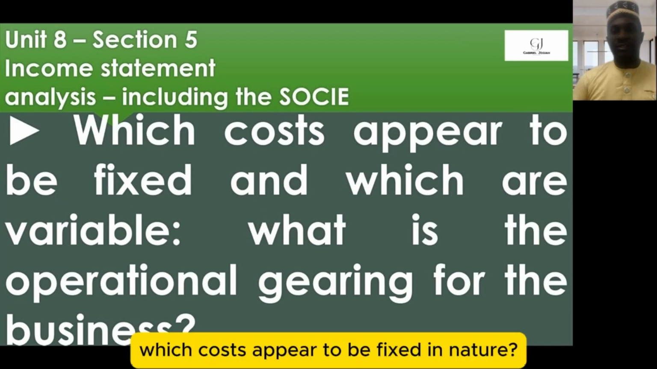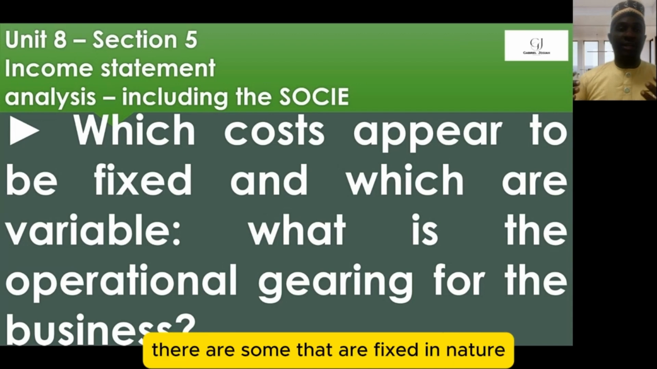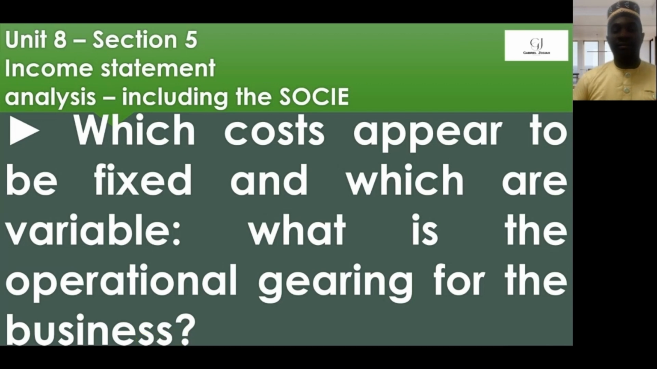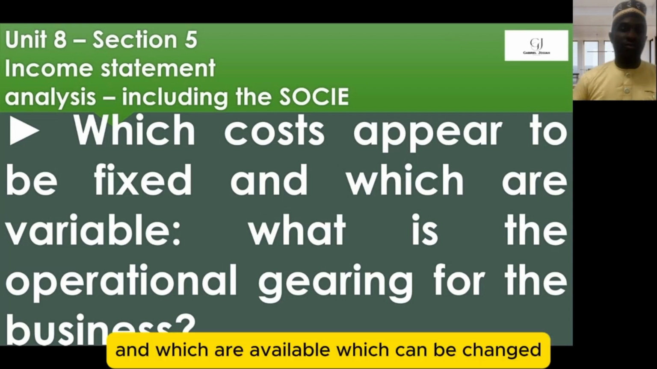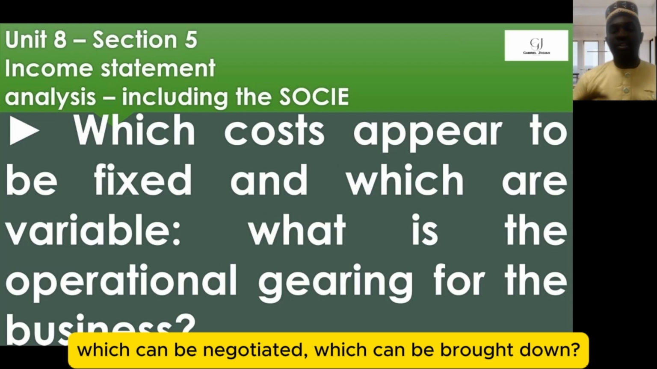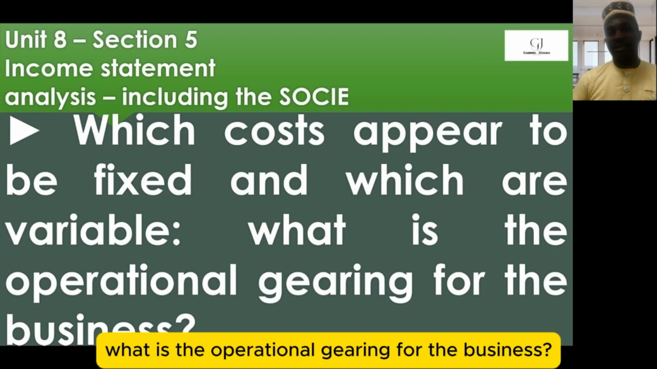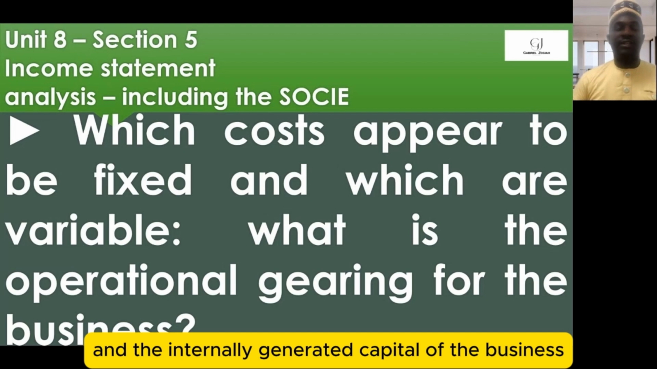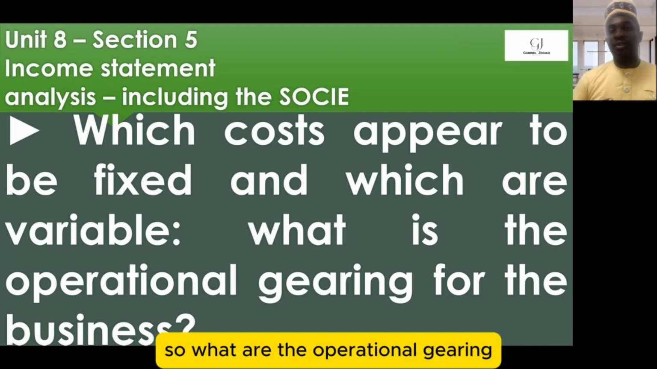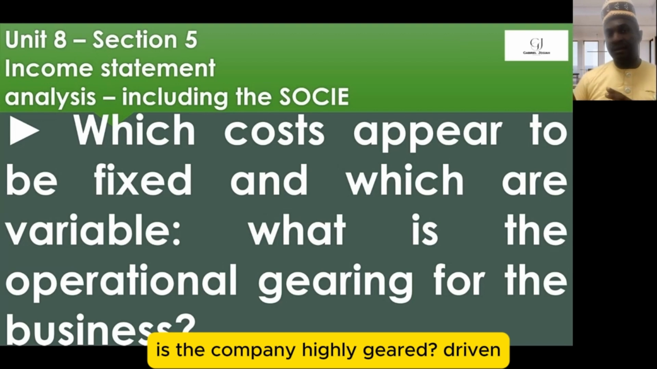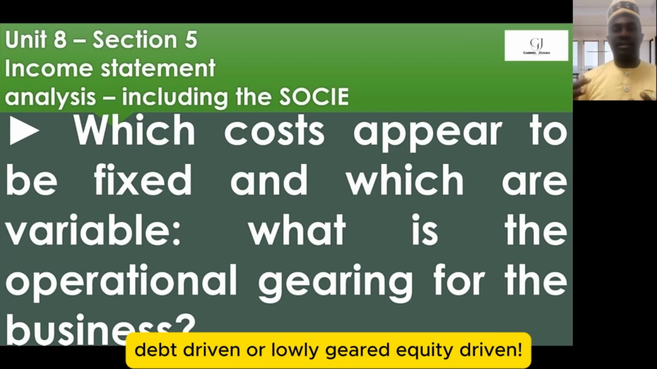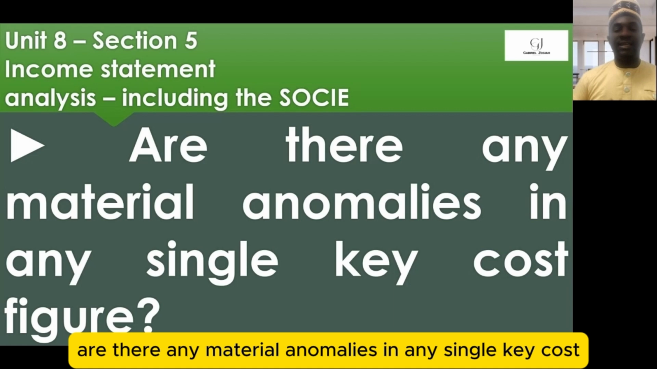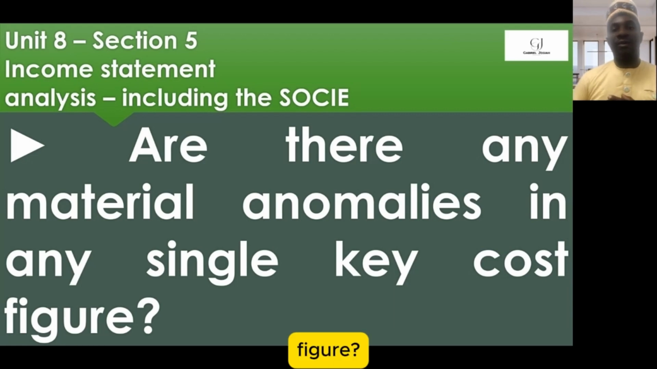Which costs appear to be fixed in nature? From the cost of sales, there are some that are fixed in nature, they cannot be changed, or only temporarily, and which are variable, which can be changed, negotiated, or brought down. What is the operational gearing for the business? What is the mix in terms of external debt and the internally generated capital of the business? Is the company highly geared, debt driven, or lowly geared, equity driven? Very important questions.